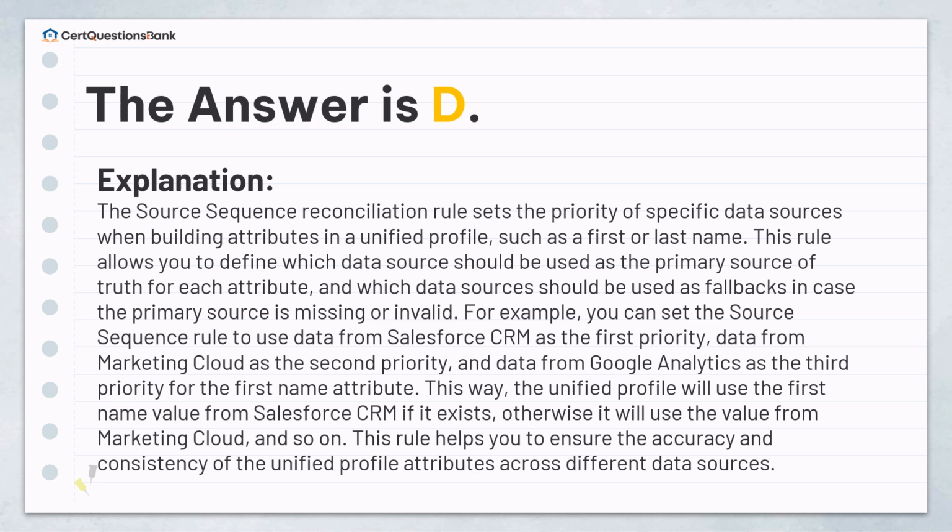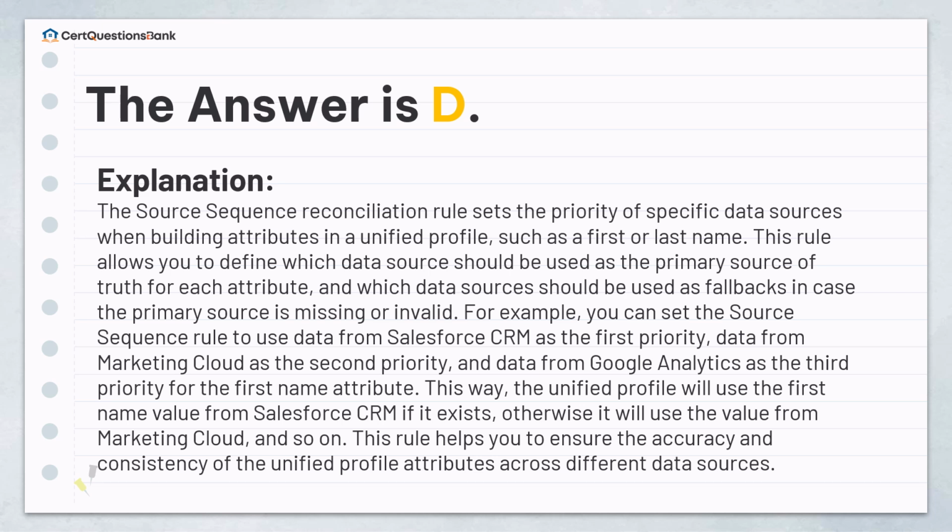The source sequence reconciliation rule sets the priority of specific data sources when building attributes in a unified profile, such as a first or last name. This rule allows you to define which data source should be used as the primary source of truth for each attribute, and which data sources should be used as fallbacks in case the primary source is missing or invalid.